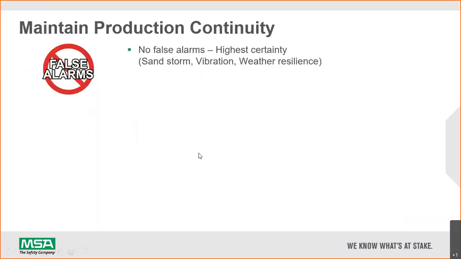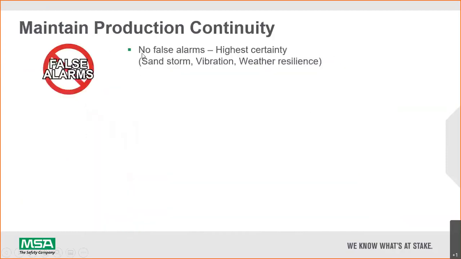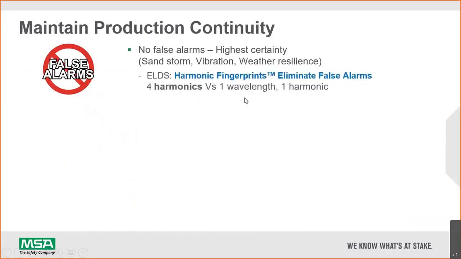Okay, now I'll go one by one, because I have given three major points. Maintain production continuity. How? Because there is no false alarm from sandstorm, vibration, or weather, with very high certainty. And ELDS, we have already talked about, is the one device that works on the harmonic fingerprint, where we use 4 harmonics versus 1 harmonic. So that eliminates false alarms and gives fail-safe output.